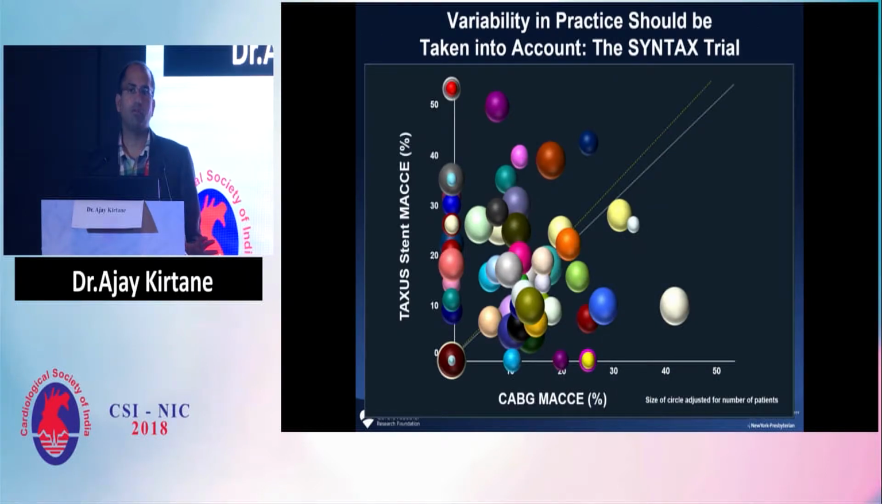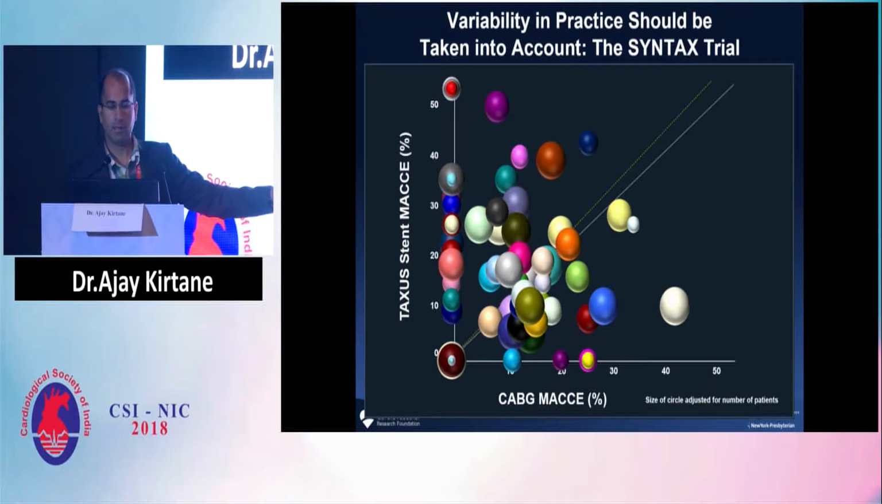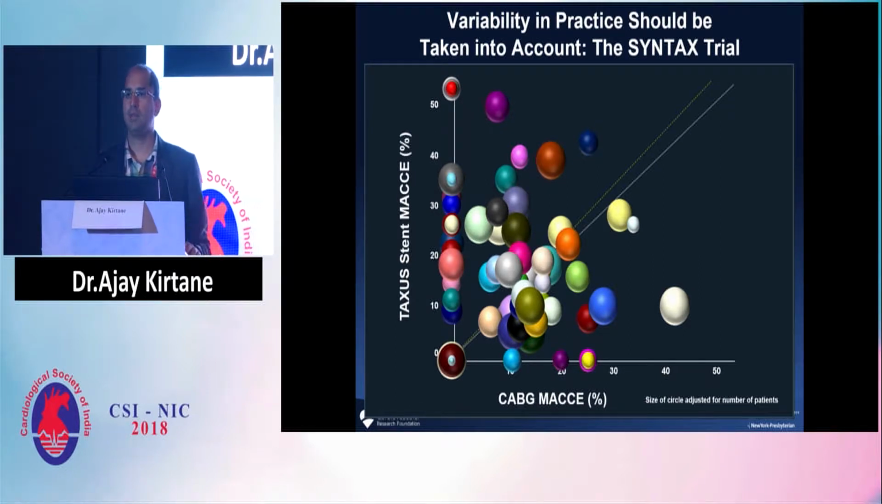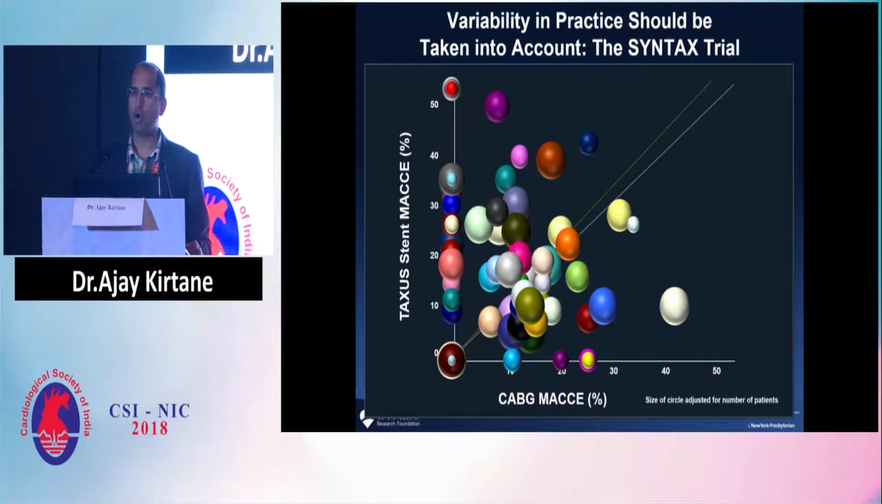This is very well illustrated in the SYNTAX trial. This is a nice slide from the trial I like to show, that each individual site is a dot or a bubble on the graph, and the size of the bubble is based on how many patients they randomized in the trial. This white dot on the right side is a site that had a MACE rate in the CABG arm that was 40% and PCI only 10%. The red dot on the top left here is a site that had no MACE in the CABG arm and a 50% rate of MACE in the PCI arm. If you're a patient and you're at this site, what do you want? Do you want CHIP PCI or do you want CABG?